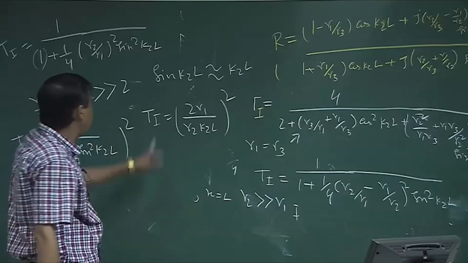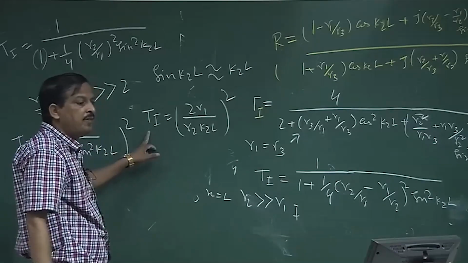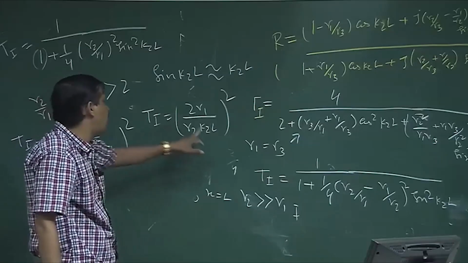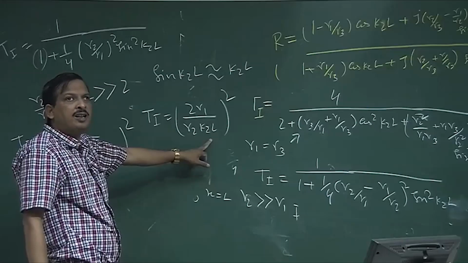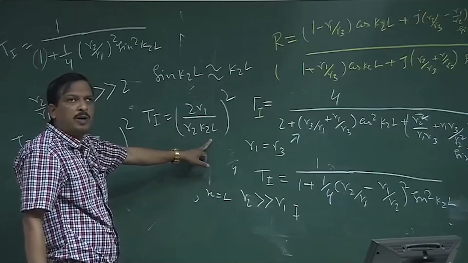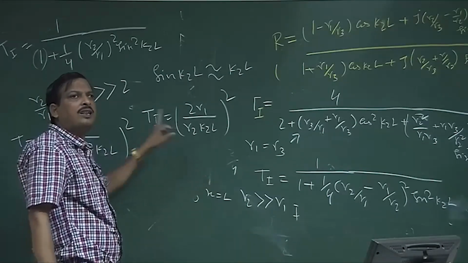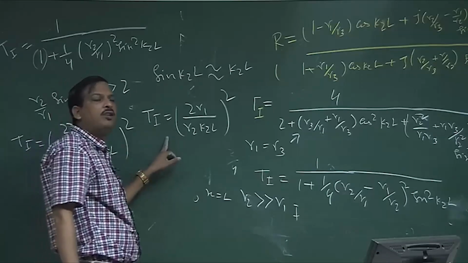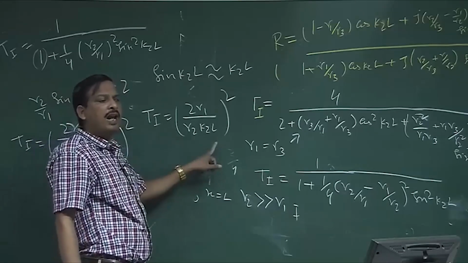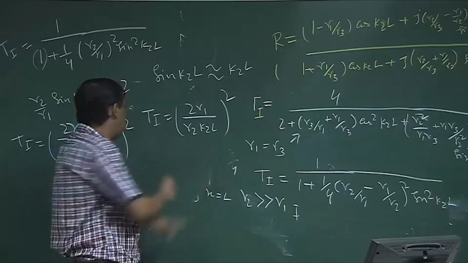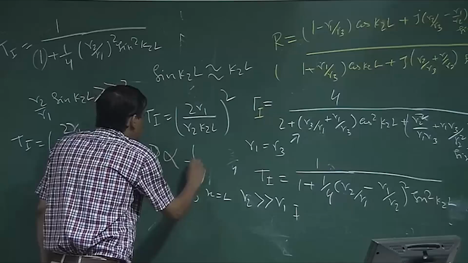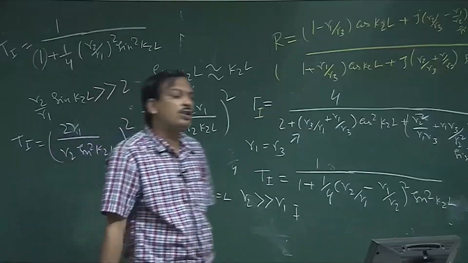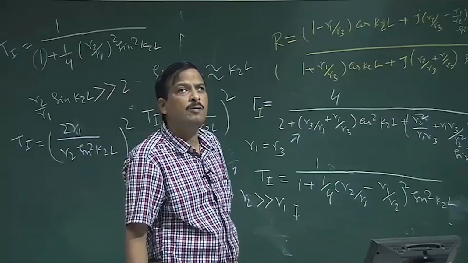So the transmitted intensity varies with L square. I can say the transmitted pressure varies inversely proportional to L, the thickness of the wall. So the pressure amplitude is inversely proportional to the thickness of the wall.